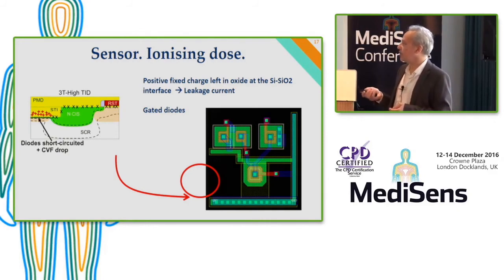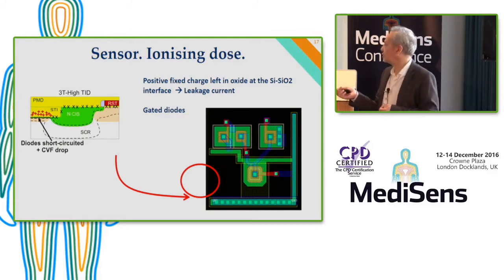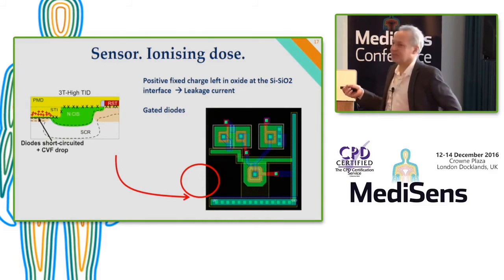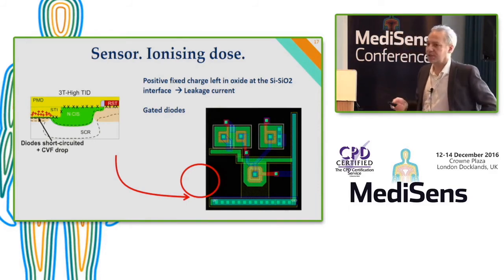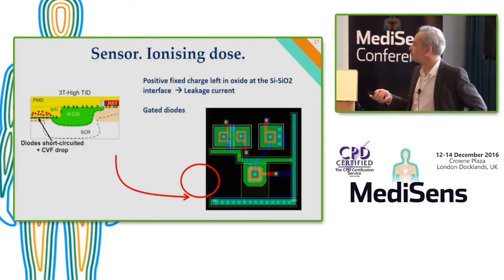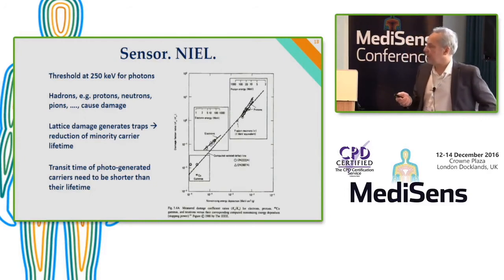And if you go to the sensor part, again, for ionizing dose, there are some effects, maybe without going too much into the details, but basically they can be cured. You can see this is a diode design, in a rad-hard design, and it has a similar shape to the transistors I showed you before, and that can cure the radiation hardness of the sensor. So that's for the ionizing dose.